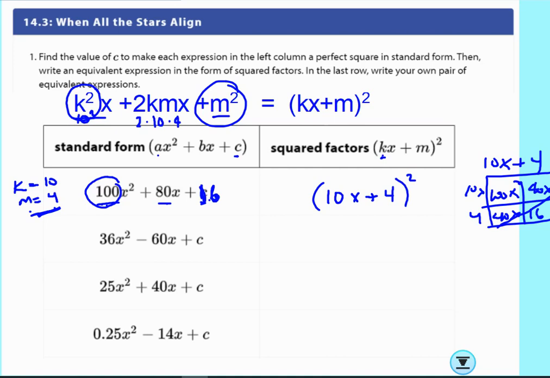All right, there are 3 more for you to try. So I'd like you to hit pause and try them. When you are done trying, hit play and we will go over the answers.